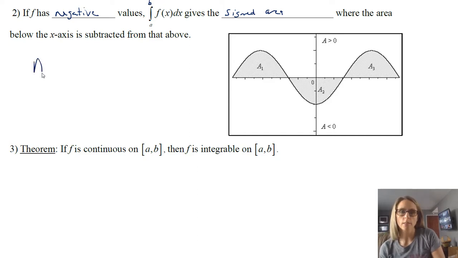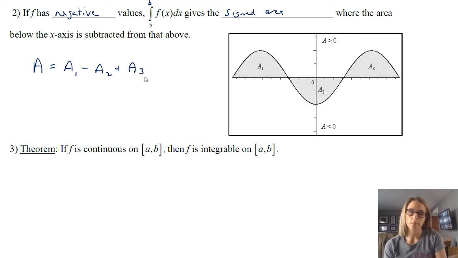So in this case, the signed area that you see there, it's going to be A1. You're going to subtract the A2, and then you're going to add the A3 is the idea. Like if you were to integrate it, that's what it would give you.